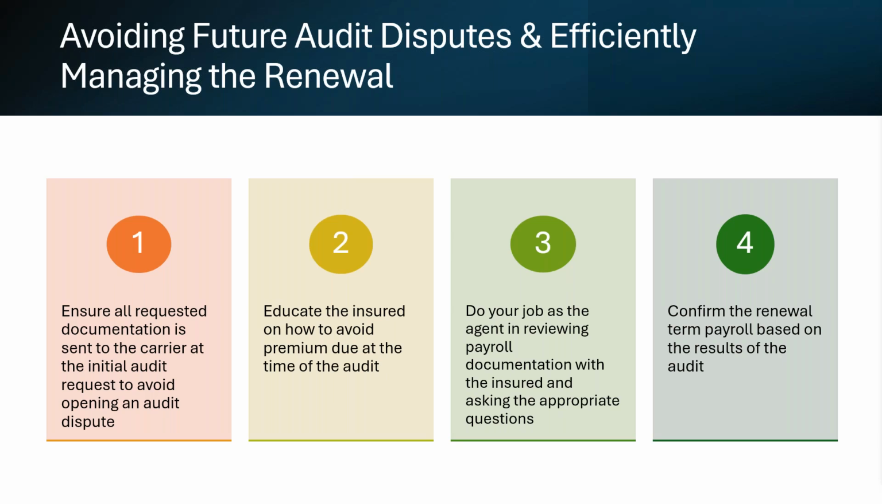For long-standing businesses, continue to obtain copies of their current payroll documents, as the goal is to have the payroll be close to its verified amount at the time of the audit to avoid the highs and lows. So as you're working on the insured's renewal term, do your job in reviewing the payroll documentation and asking the appropriate questions. The importance of reporting accurate information is only helping them to manage their monthly budget. So do your job in reviewing their payroll documentation with the insured and asking the appropriate questions.